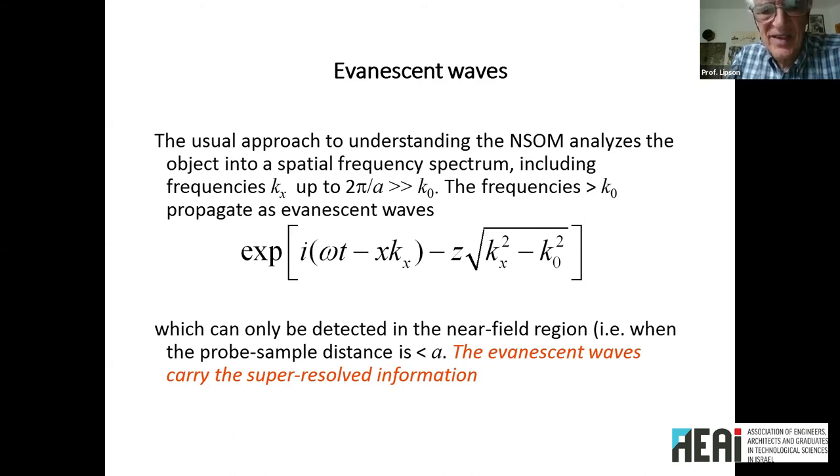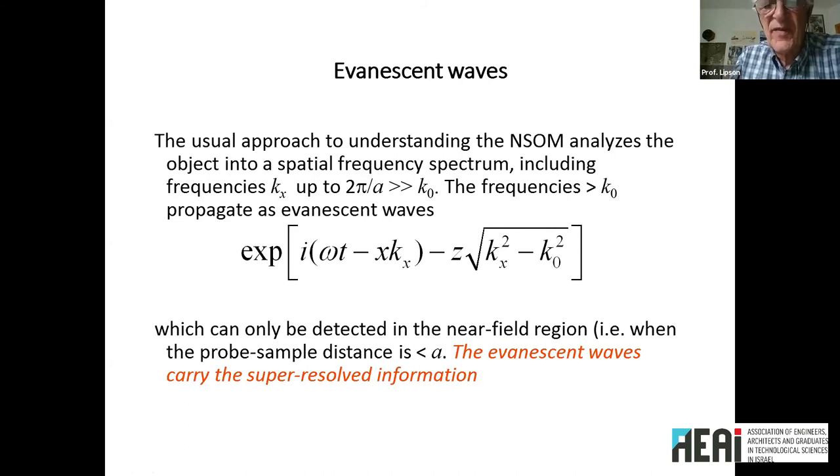And this is the disadvantage of the near field scanning optical microscope, that the waves are very short in distance. If you look at a value of k which is greater than 2 pi over the wavelength, then the Z propagation has no i in it. So it's not a wave-like propagation, it's exponential propagation, e to the minus Z times this, and so the penetration is very small.